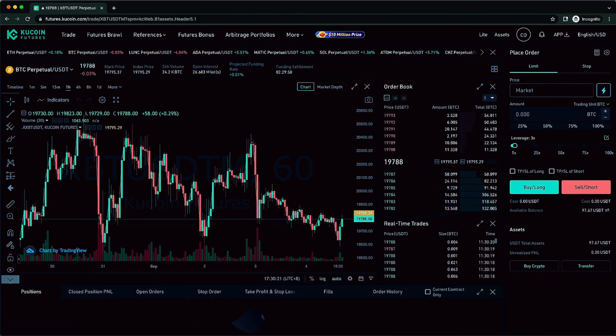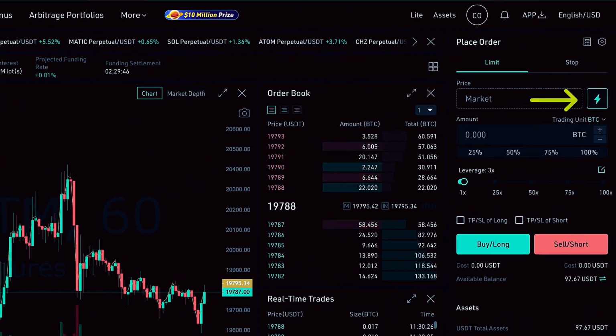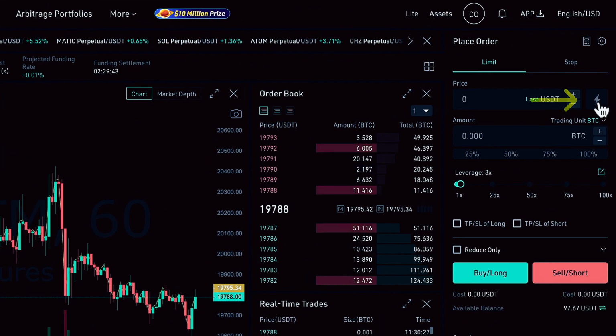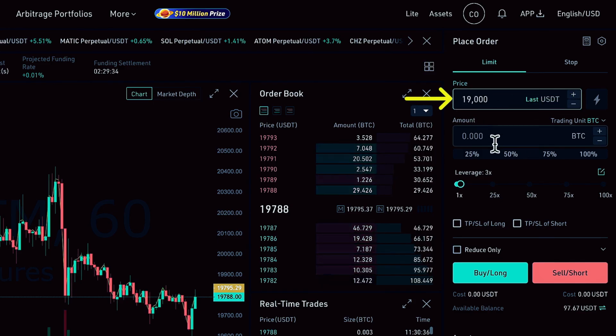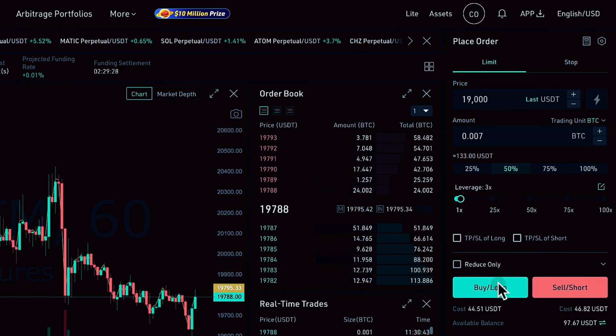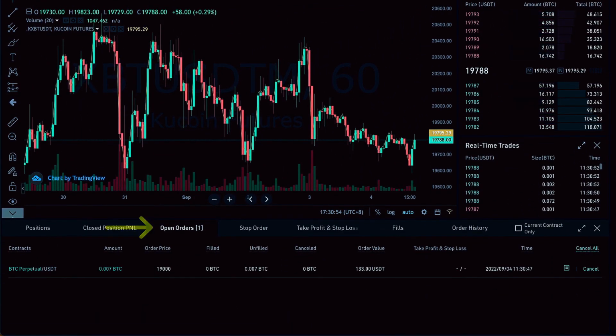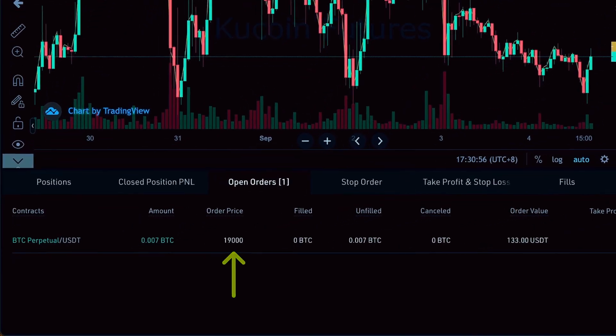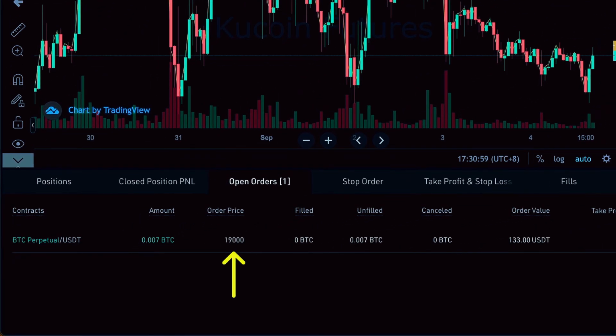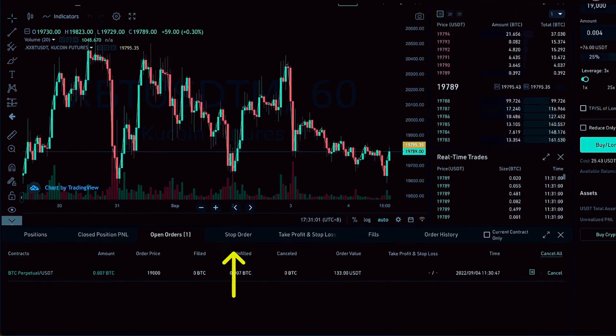Until now, we've only been using market orders, but of course we can also do limit orders as well. We just need to make sure that the bolt icon is deactivated so we can set our entry price here. We put in the order by going long or short, and it will be visible right here in the open orders tab. It will stay here until the future price reaches our entry price, which is when it will automatically open our position at that specific price.